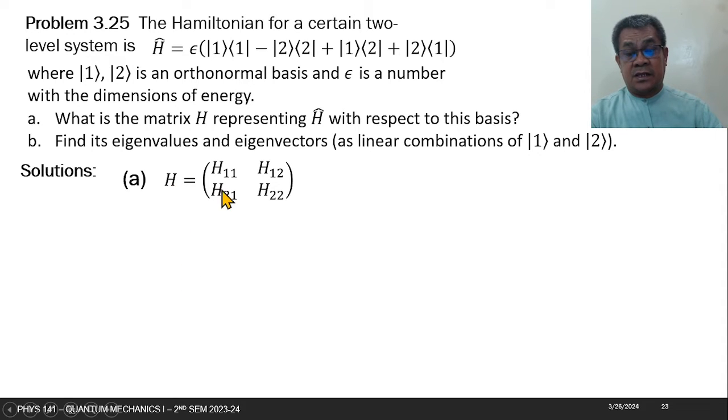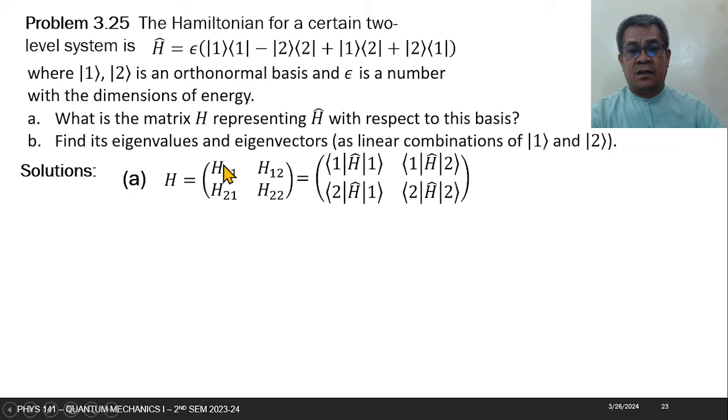So let's solve each of these elements. Let's start with H11. This is just equal to the inner product with the Hamiltonian in between. Therefore, H11 is just equal to the bra of 1.